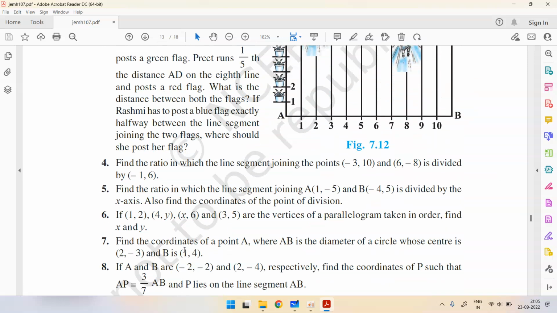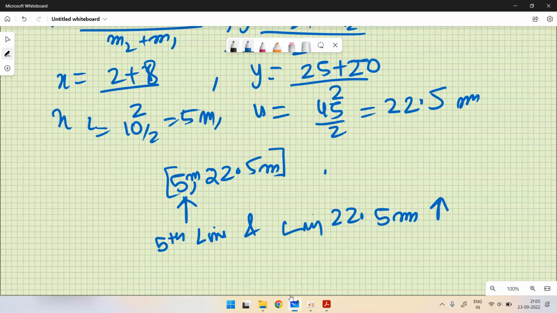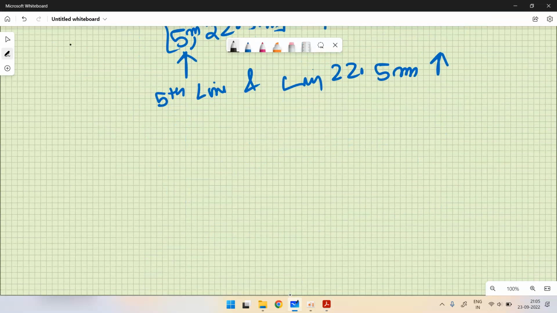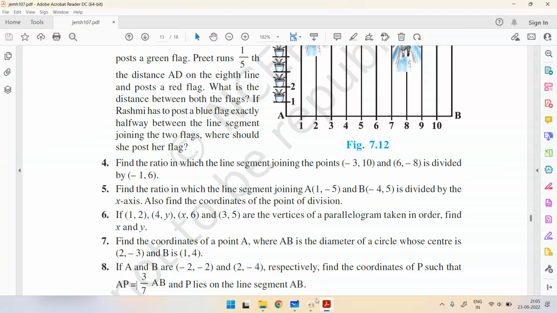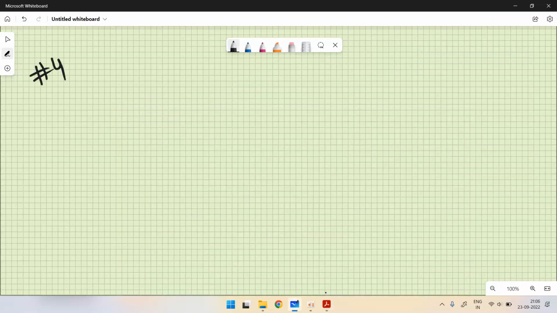Now the fourth question is to find the ratio in which the line segment joining these two points is divided by this point. This type of question I have also done in the class, so let me again do it very fast. My question number 4: the points are minus 3, 10 and 6, 8.